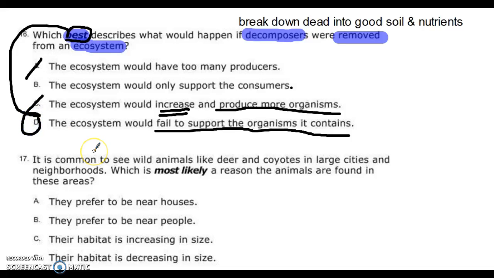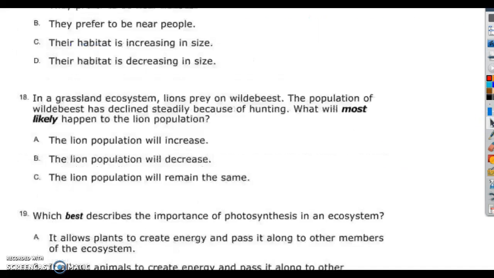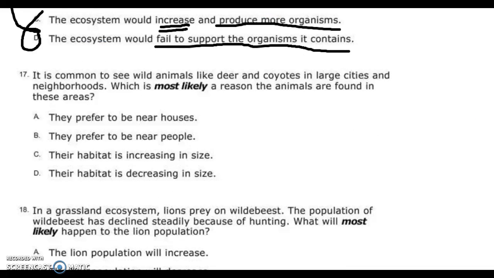Now, as you can see, I took 4 minutes on the question, but that's because we all talked about everything out loud. Your brain works faster than that when it's just you talking to yourself. You're looking at about 2 minutes per question. Let's not skip 17. Number 17. It is common to see wild animals like deer and coyotes in cities.